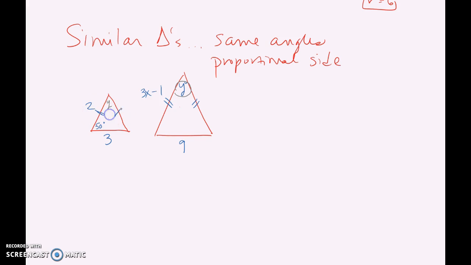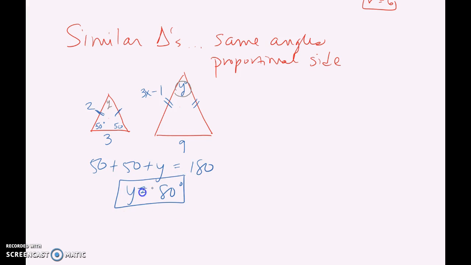See, if these two are marked, what's the rule? Two sides are marked congruent, then their angles opposite are also congruent. So I can stick my own 50 down here. And now I know that this triangle is 50 plus y is equal to 180. So what's y going to be? Well, it's going to be 80 degrees.